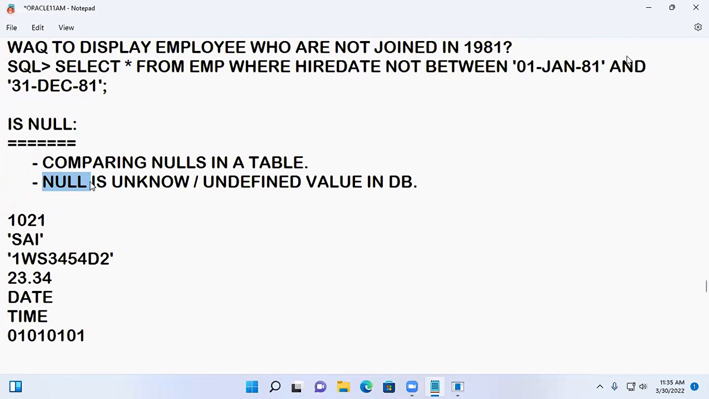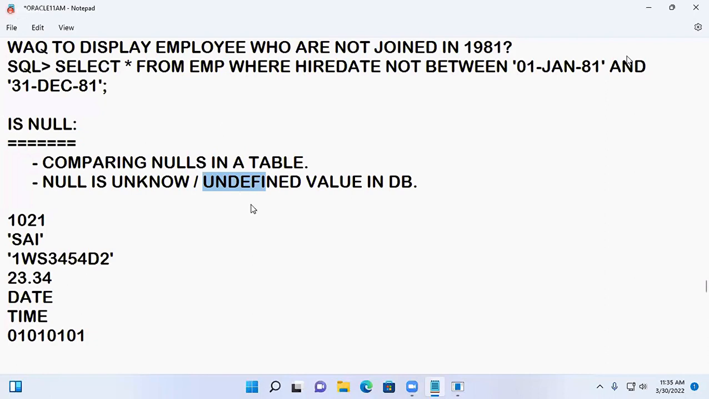That was not defined by people. So that's why it is called what now? Unknown value or undefined value. Nobody can define it here. Maybe it is an integer, we don't know. It is a string, we don't know. That was not defined by people.